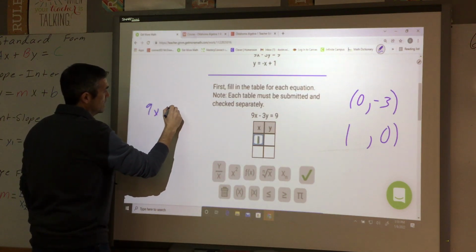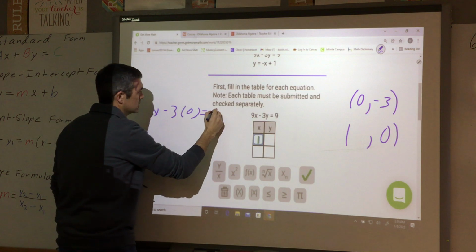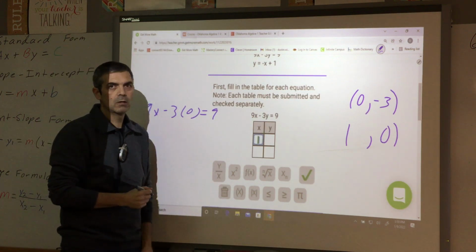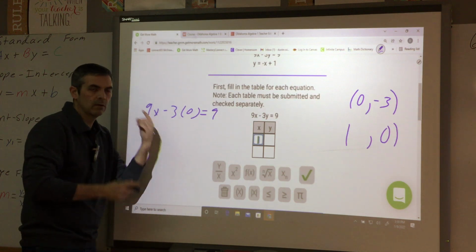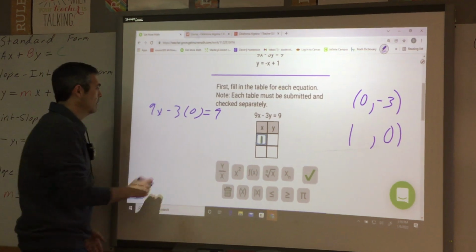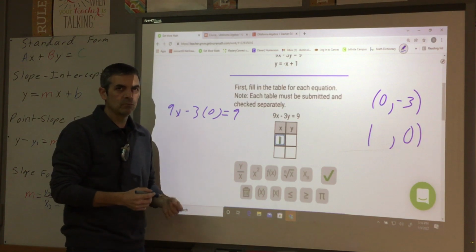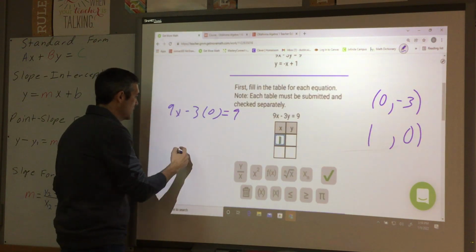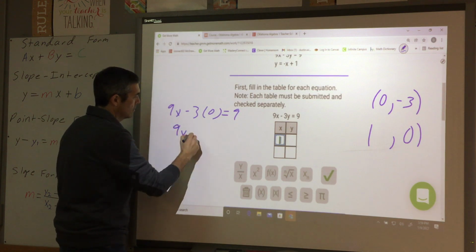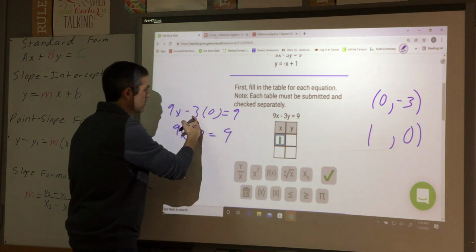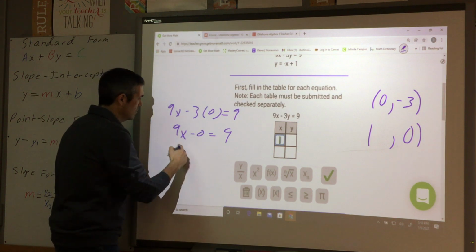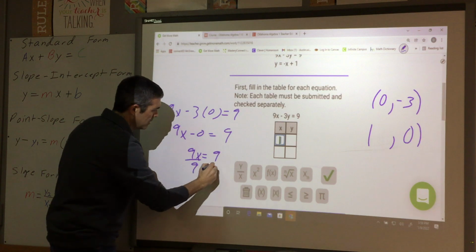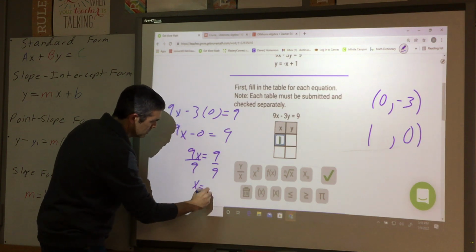9x minus 3 times 0 equals 9. And at this point you might be saying, oh, well I can skip this point because I know I'm going to just have 9x left. You're right, and that's fine. If you see that, that's fine. If you don't see that, just substitute it in and follow your steps. 9x minus 0 equals 9. Okay, 9x minus 0 gets you 9x. Divide by 9, divide by 9, x equals 1.